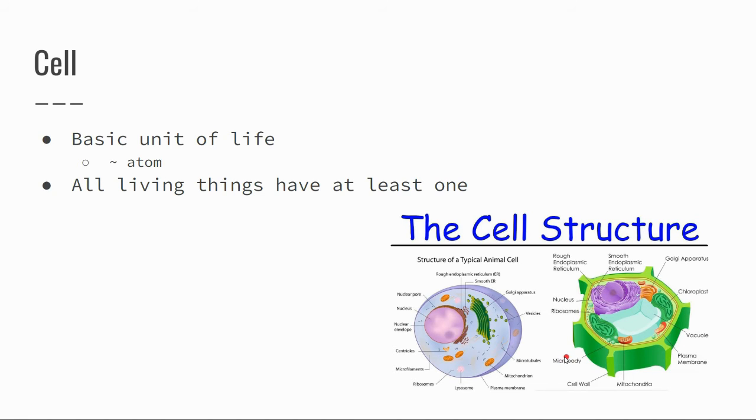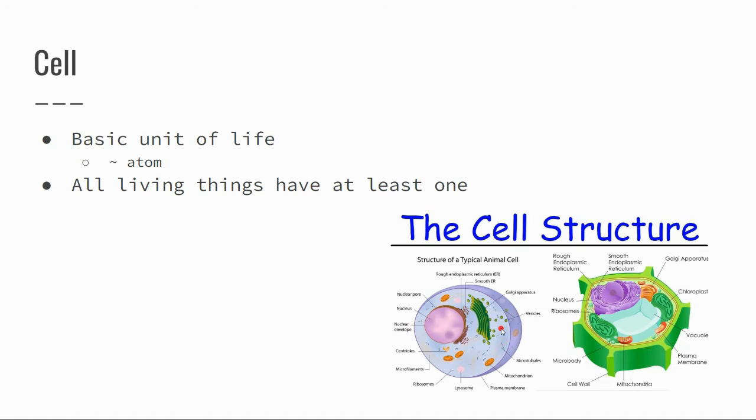Now, a difference that you might be able to see is that a plant cell has a cell wall and animal cells don't. That's one way you can differentiate animal cells from plant cells. Another way you can differentiate them is that plant cells have this huge vacuole right here. And animal cells have vacuoles, but they're much smaller and not as huge. And plant cells also have chloroplast, which is what plants use to get energy from the sun.